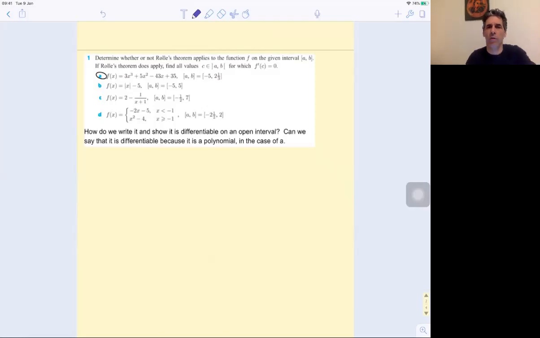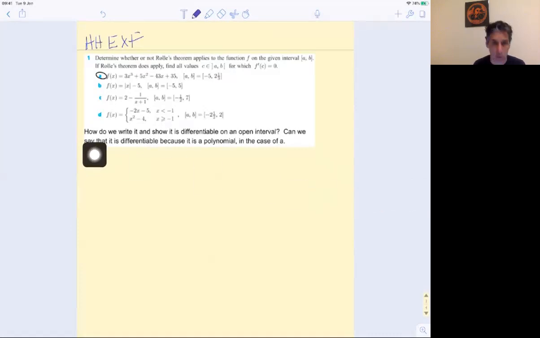Okay, next question is the same exercise. That's Haese and Harris, exercise F, I think. Someone circled 1A and has put a note in there. It says, how do we write it and show it as differentiable on an open interval?